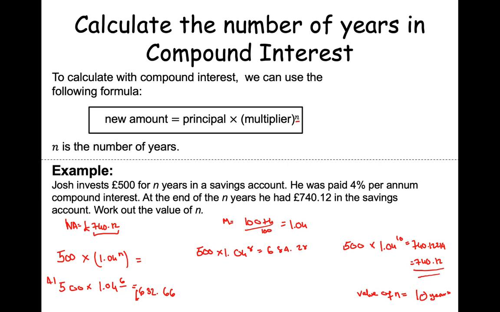So when you're asked to find n, what you have to do is use your formula and then have a guess, have a trial and error until you get to your rounded amount. Please make sure that you've copied this down into your books and pause the video if you need to.